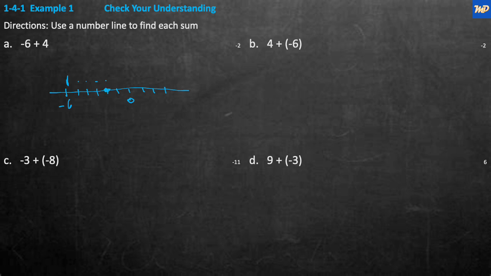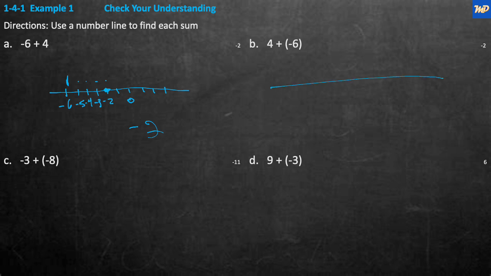Negative 6, negative 5, negative 4, negative 2, negative 1. Oh, I forgot 3. Excuse me. Sorry. Gotta learn to code better, huh? 5, 4, 3. Let's get 3 in here. Negative 3. And then finally negative 2 right there. So negative 6 plus 4 is equal to negative 2. Negative 2. How about 4 plus negative 6?